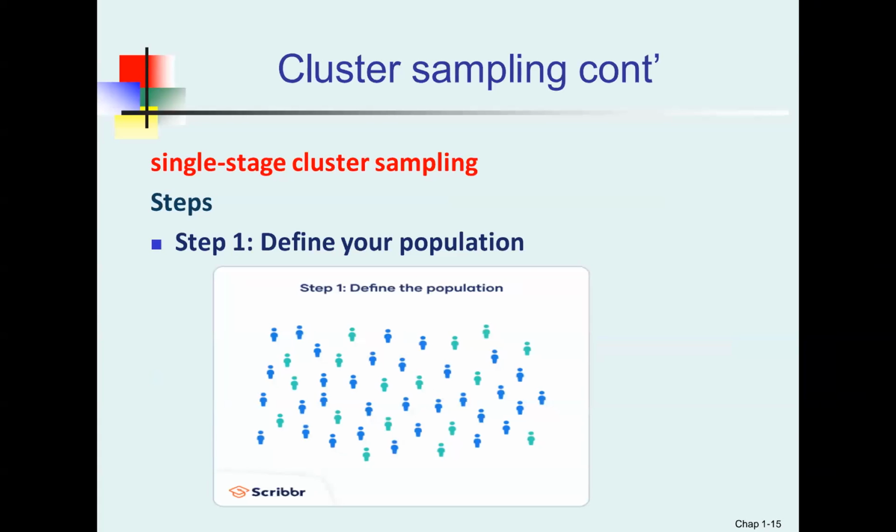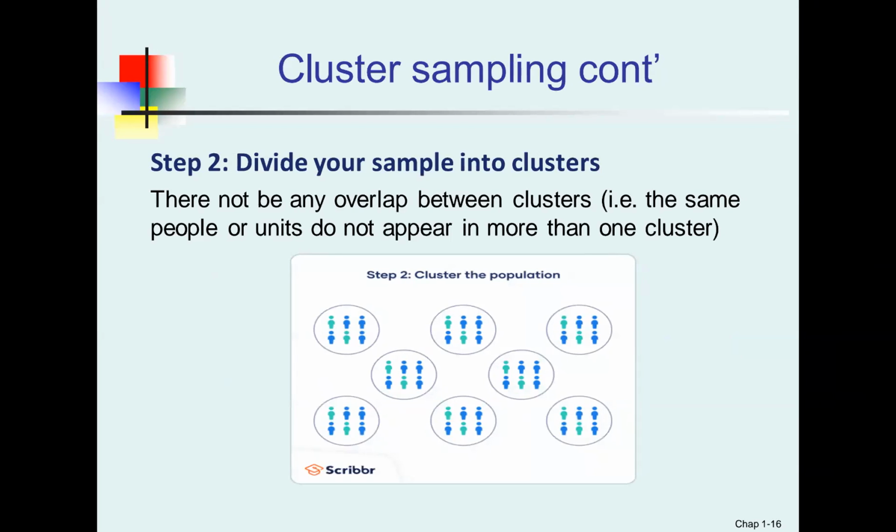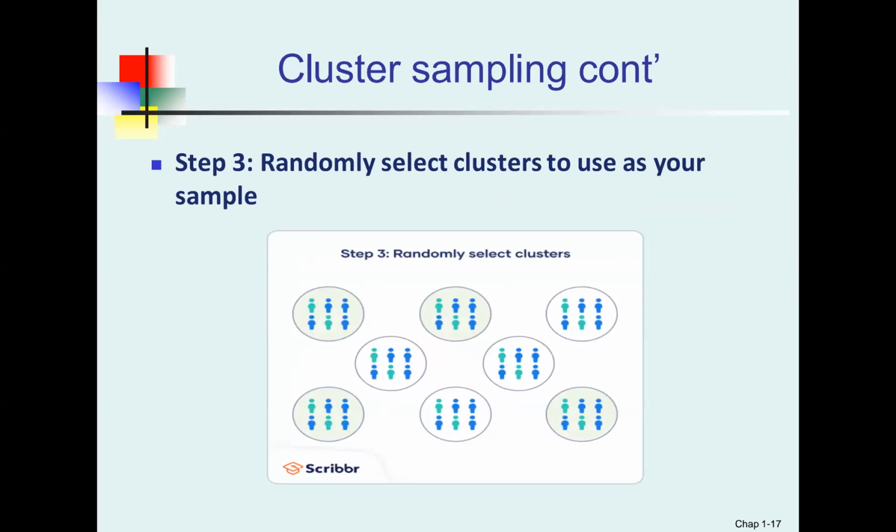Number 1, you define the population. After defining the population, you divide your sample into clusters. You define the population, get the sample, divide into those small clusters. Then the third stage is that you randomly select clusters to use as your sample.